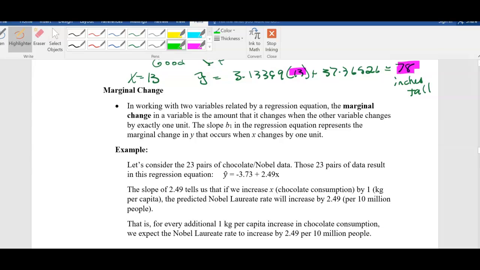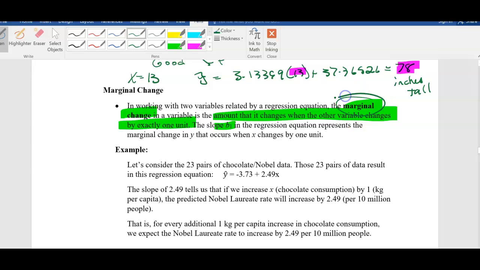Okay, marginal change. When we're talking about this, your marginal change is the amount that it changes when the other variable changes. So what is it changing by? Exactly 1 unit. This is literally our slope. That's what marginal change is. So the marginal change and the slope are the same thing. So that's what we use to figure out what's going on here.